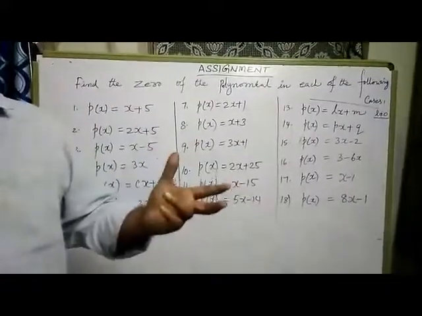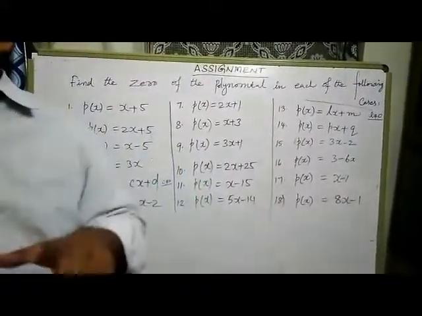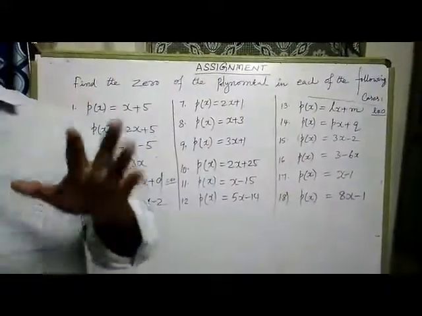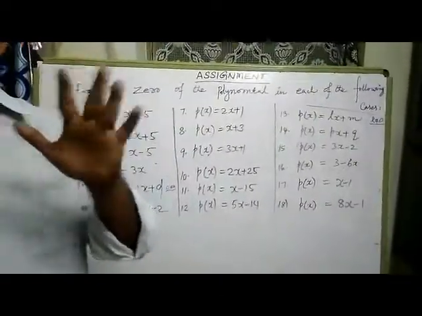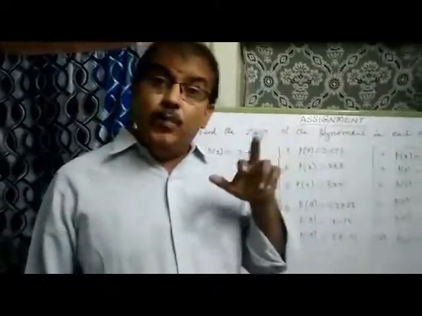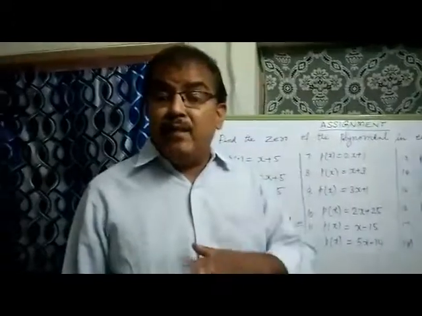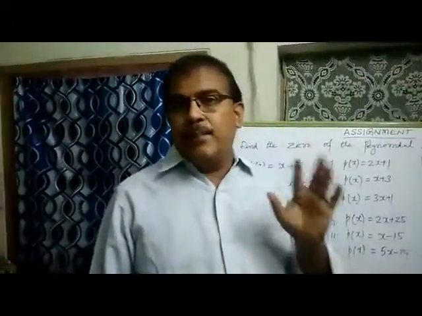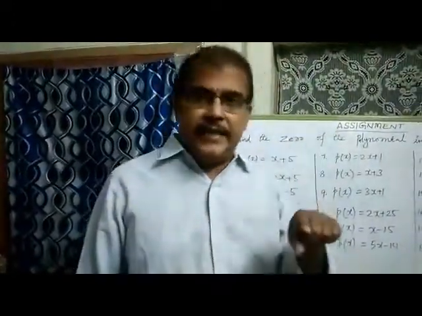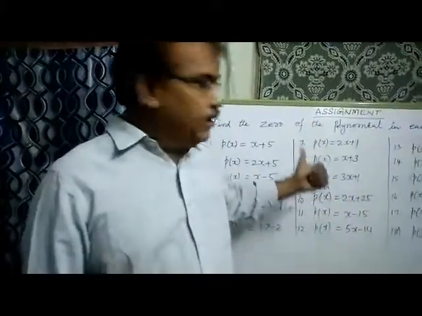If it is quadratic, how to find the zeros of the quadratic polynomial? We must know splitting the middle term, factorization. If it is a cubic polynomial, you must know splitting the middle term as well as the division of polynomials. We'll discuss that later. So today, you do this assignment.